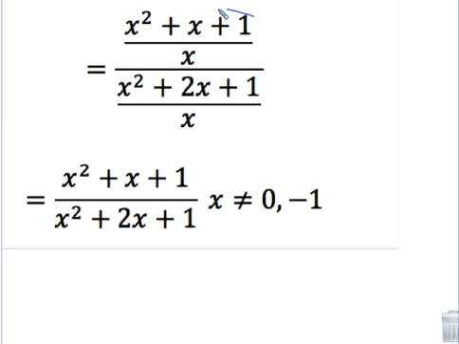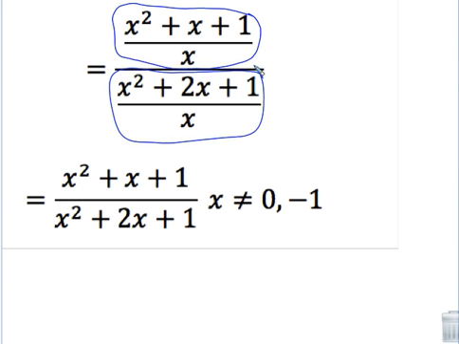So I'm combining like terms here, and notice again I have a fraction over a fraction. So I can take my numerator and multiply it by the reciprocal of the denominator. And when I do that, I get this.